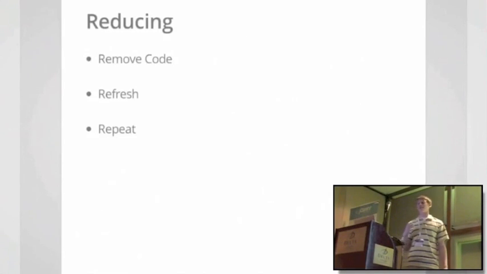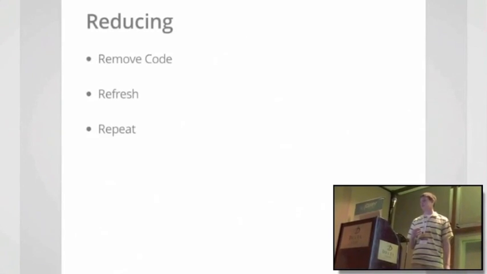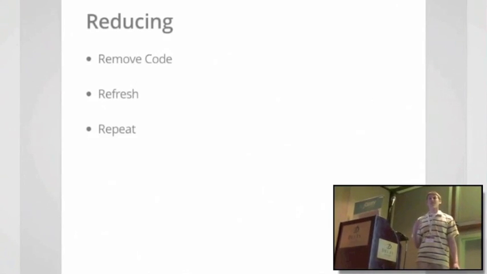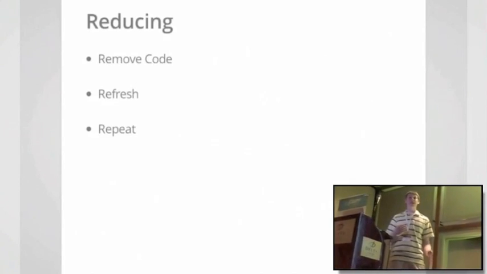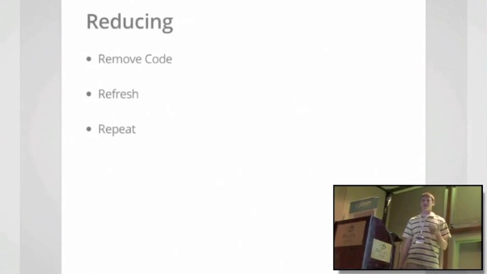So the basic process for doing this is you remove some code, you refresh the page, and you see if it's still a problem. For my example, it's a JavaScript issue, so the first thing I did was, well, let's just get rid of all the CSS, see if the issue still occurs. In this case it did, so refresh the page, take out something else. Start by taking the HTML out around it, and then start to get rid of some of the JavaScript.